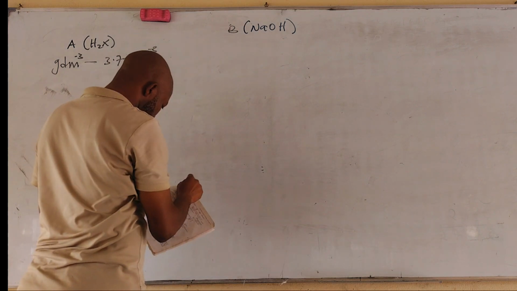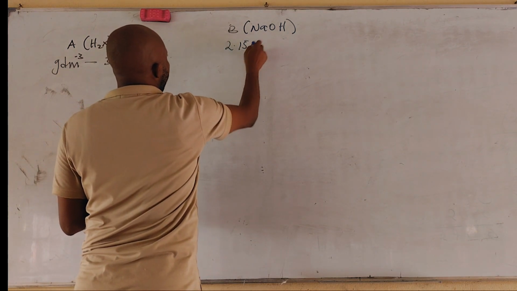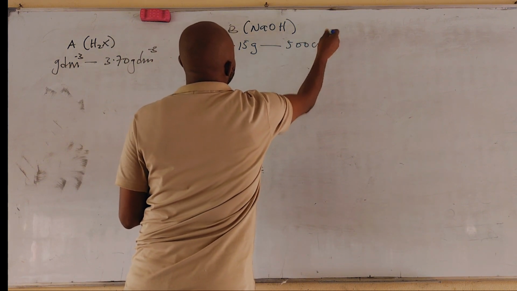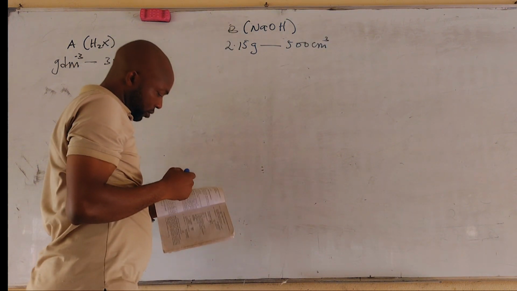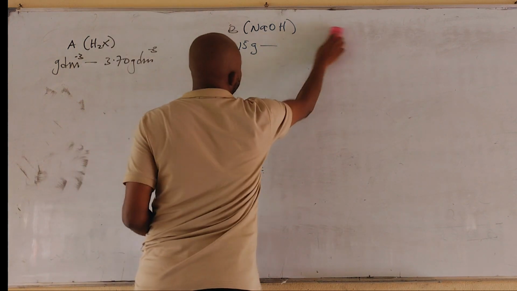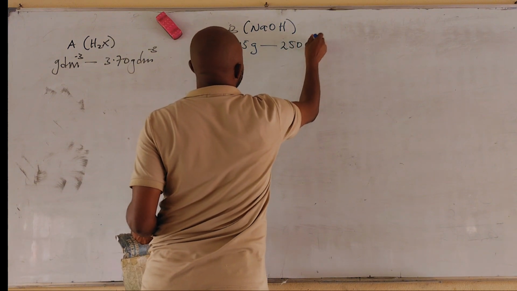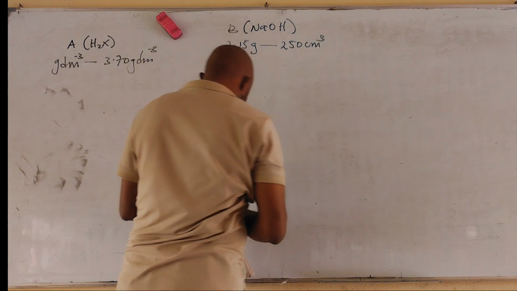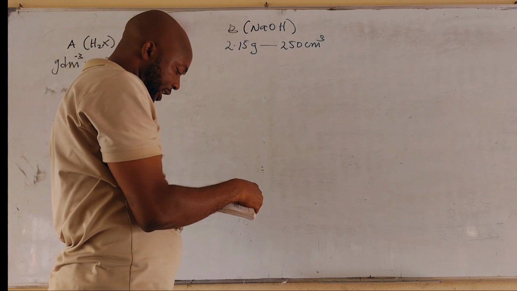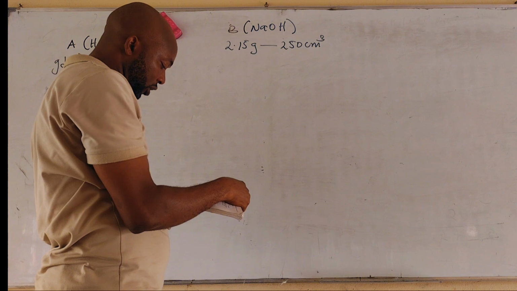It contains what? 2.15 gram in 500 cm. Oh, sorry, in 250 cm cube, not 500. In 250 cm cube. Okay, of solution. Put A into the burette and titrate it against 25 portions of B.